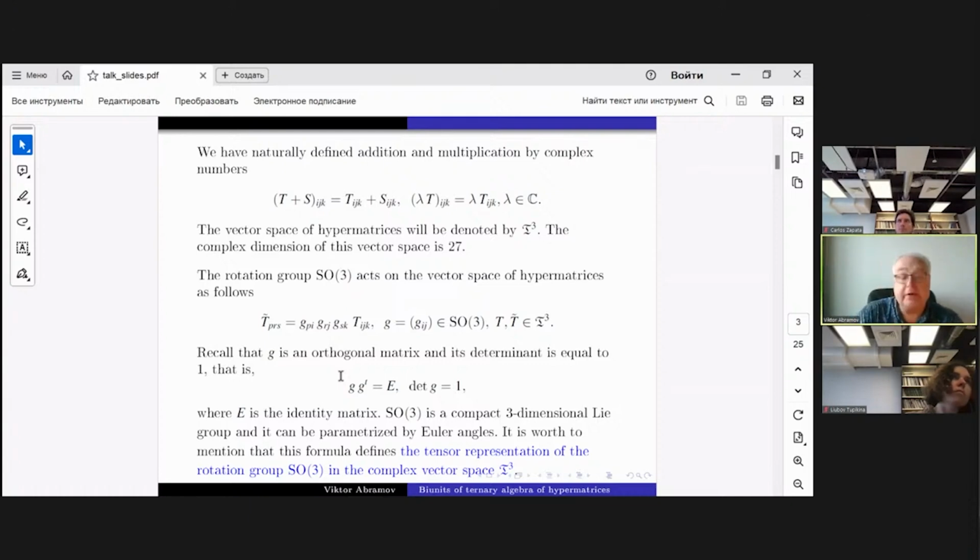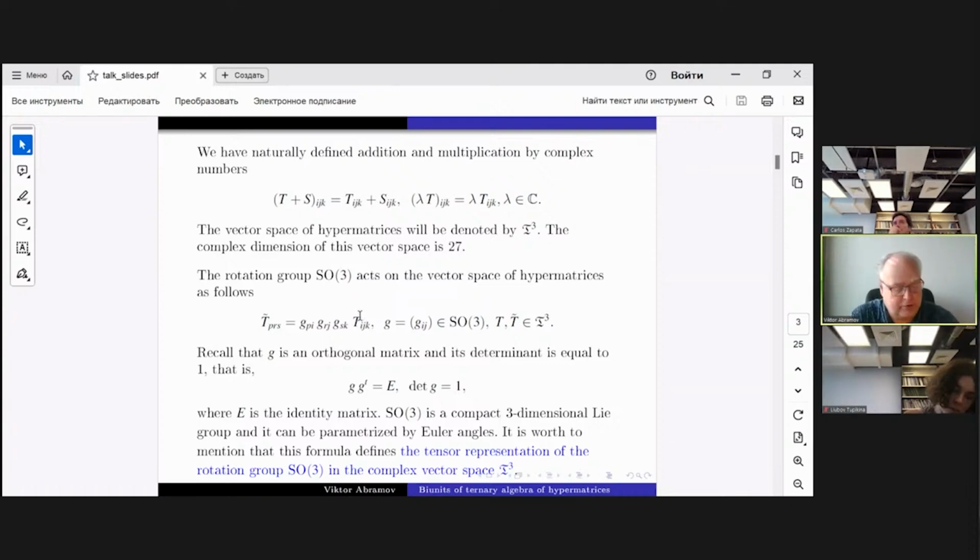So I can say that this formula defines an action of the rotation group on the space of hypermatrices. Or I can look at it from the point of view of representation theory. Then I can say that I have a tensor representation of the rotation group. If I take an element of the rotation group, put it here, then I have a linear transformation in this 27-dimensional vector space of hypermatrices.